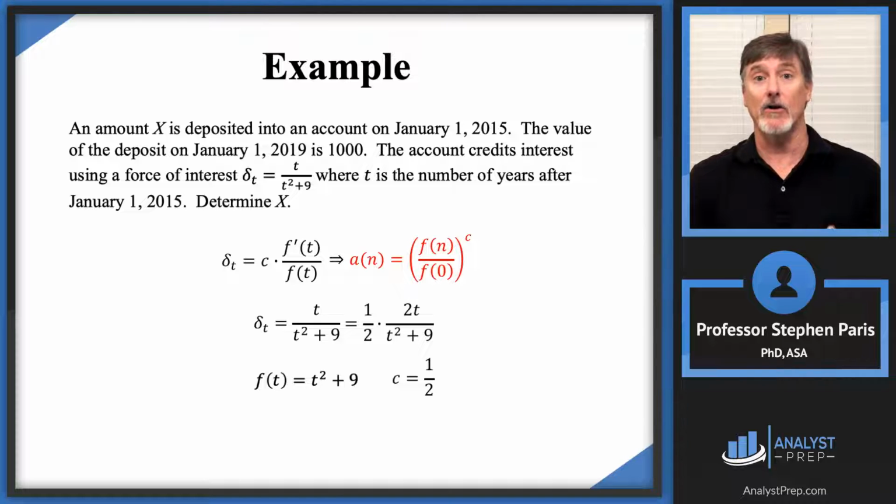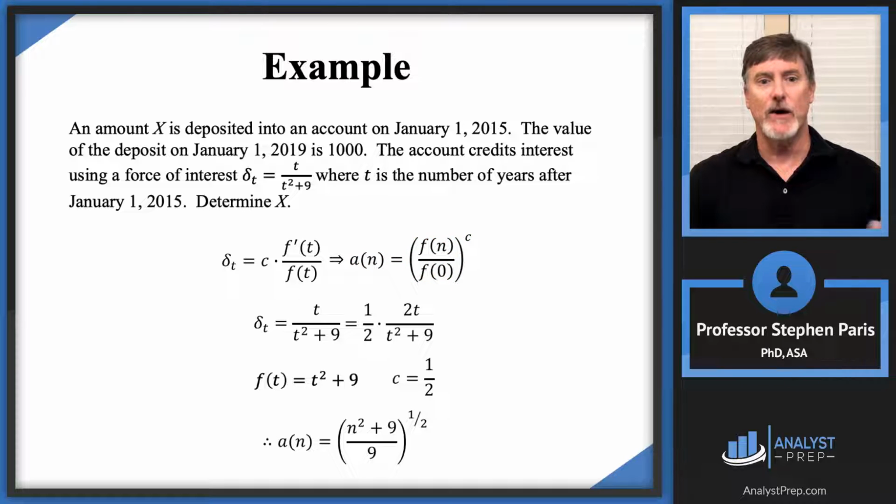So this does fit into my special case. I go back and look at, in red here, what I've highlighted as the accumulation function. For f of n, I just replace the t by an n, and I get n squared plus 9. Then f of 0, plug in a 0 for t, and I get just a 9. And then, of course, c is 1/2. So the accumulation function in this case would be n squared plus 9 divided by 9, all raised to the 1/2 power.